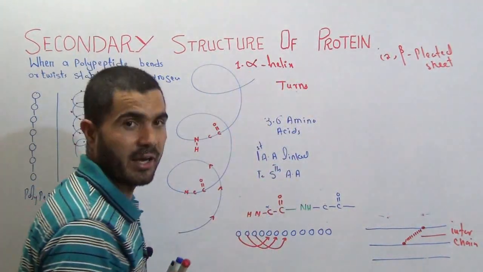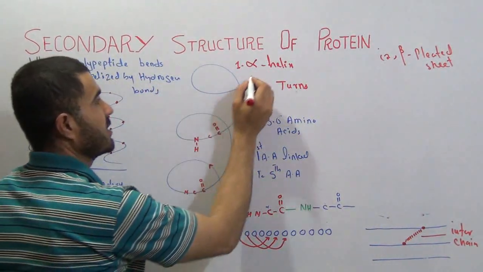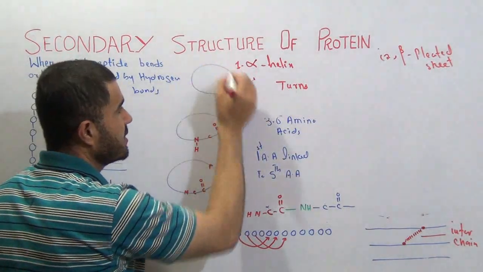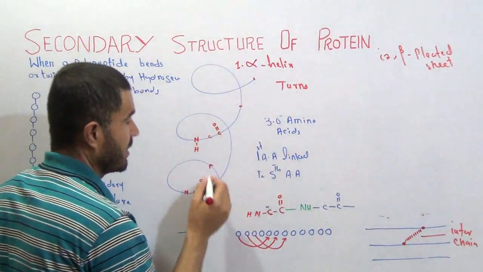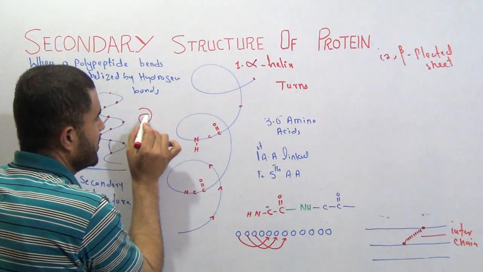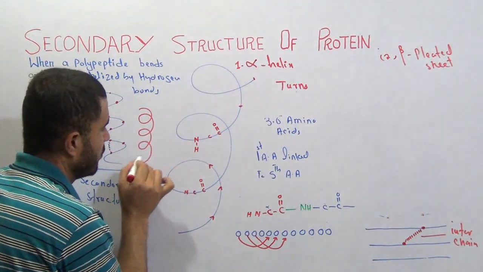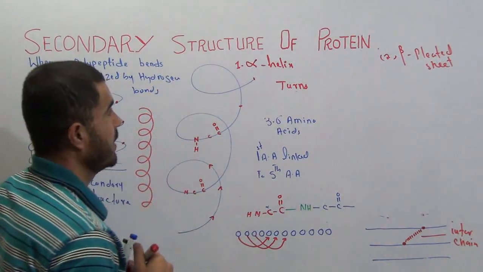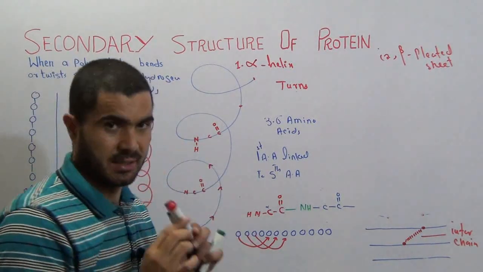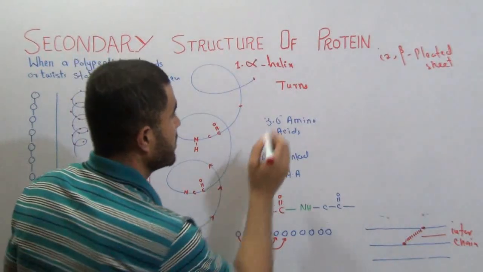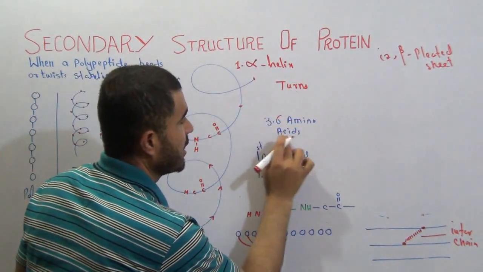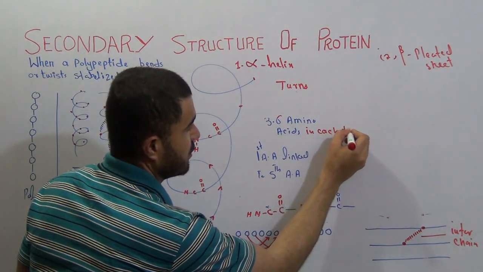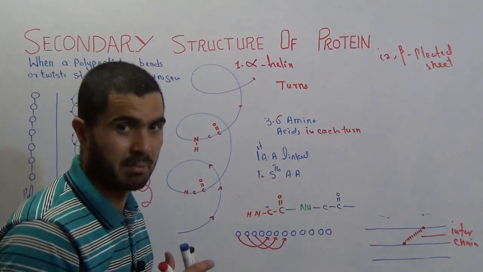And let's suppose if I start from here and end here. So this becomes one turn and then second turn and then like this. Okay, this is one turn, second turn, third, fourth, fifth, sixth, seventh, and so on. There are many turns. In each turn there are 3.6 amino acids. This is the first point that we should remember.